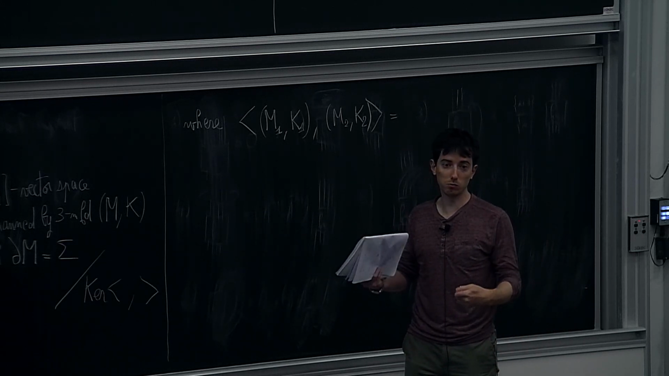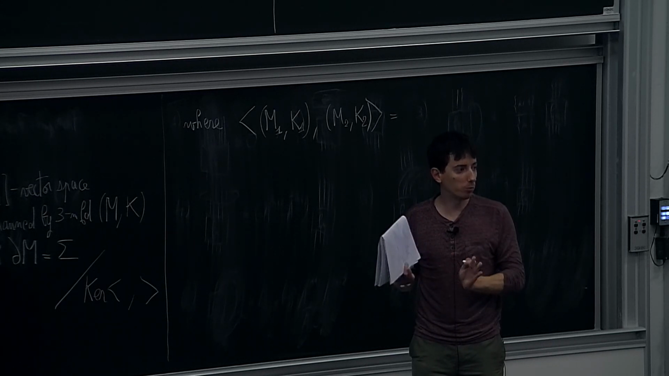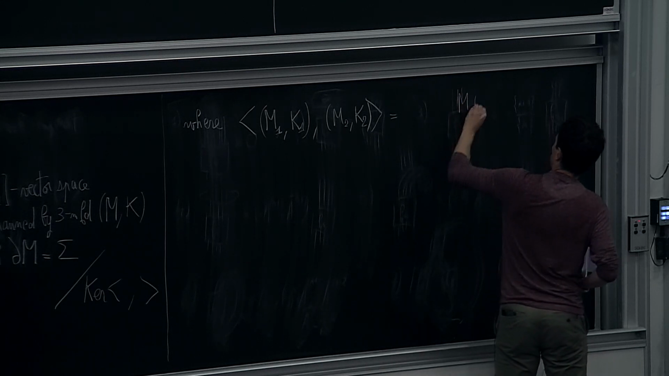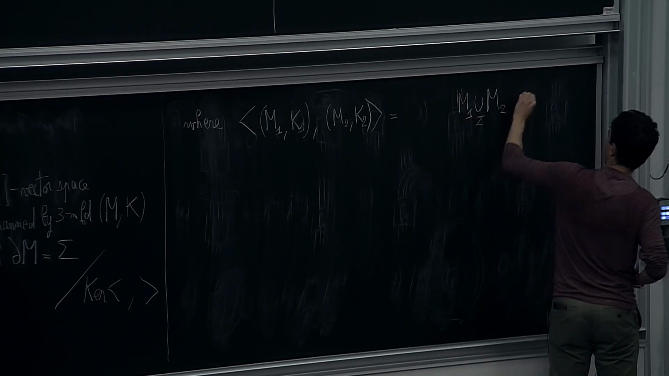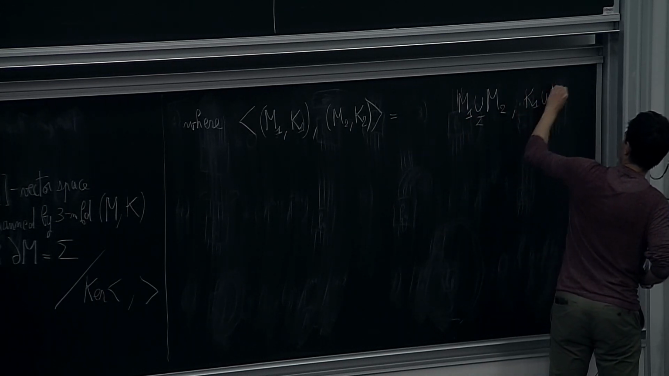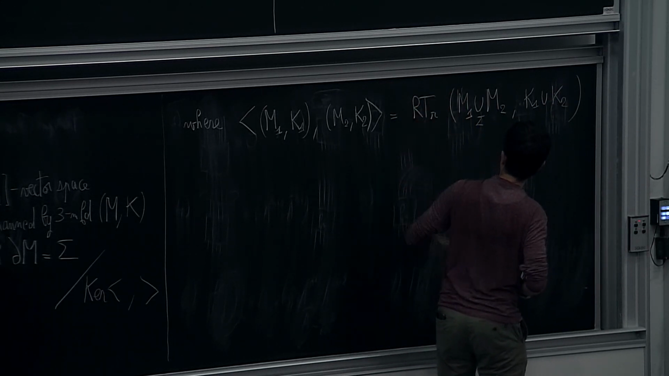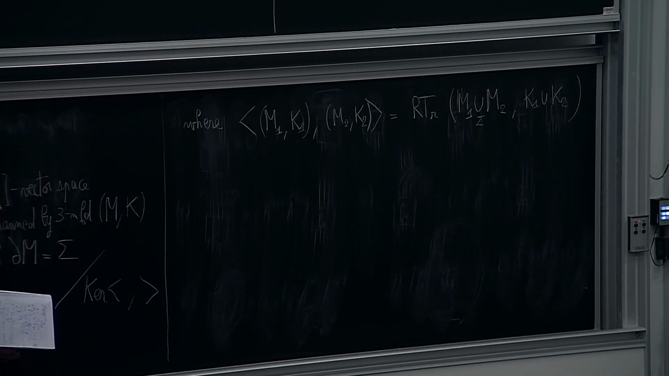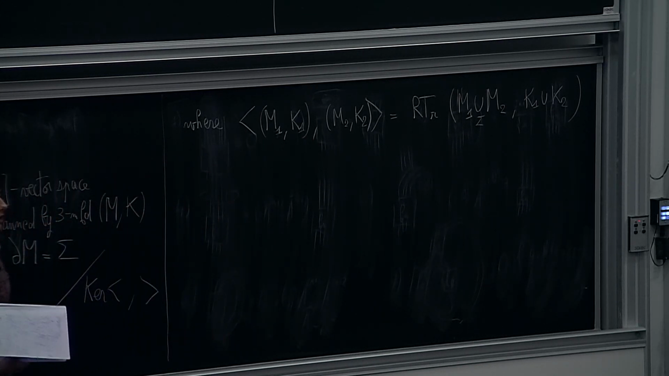So I can glue them on their common boundary. I also have an identification, so there is no ambiguity in how I glue. So I can get a closed three-manifold, M1 union M2 along sigma, containing the knot K1 union K2. And I simply take the Reshetikhin-Turaev invariant of that. This defines the bilinear form on the basis of this vector space, and by linearity on any element of the vector space.